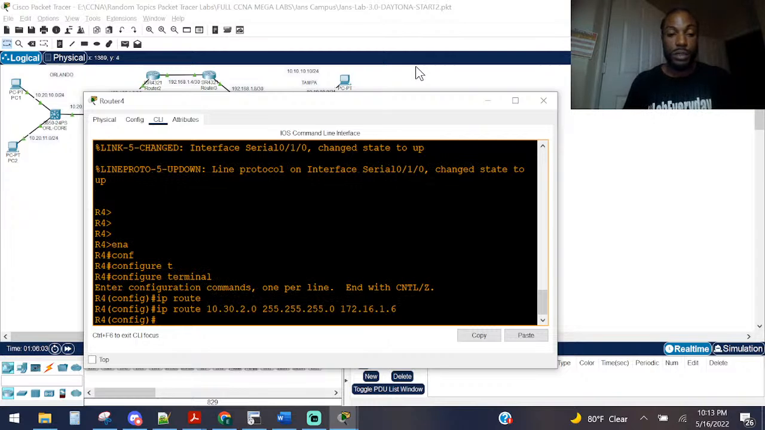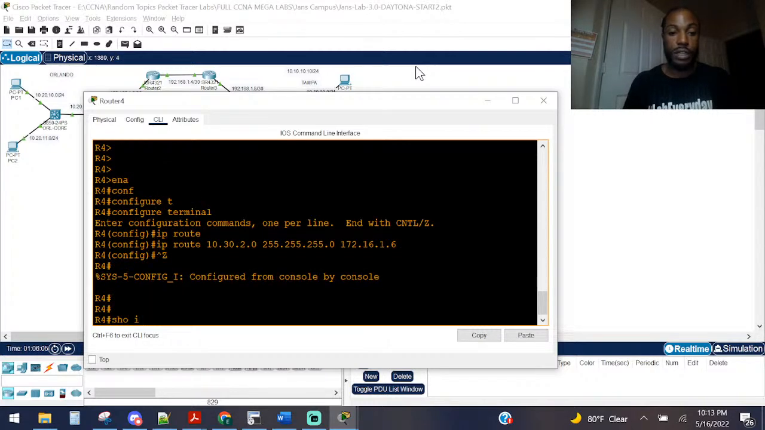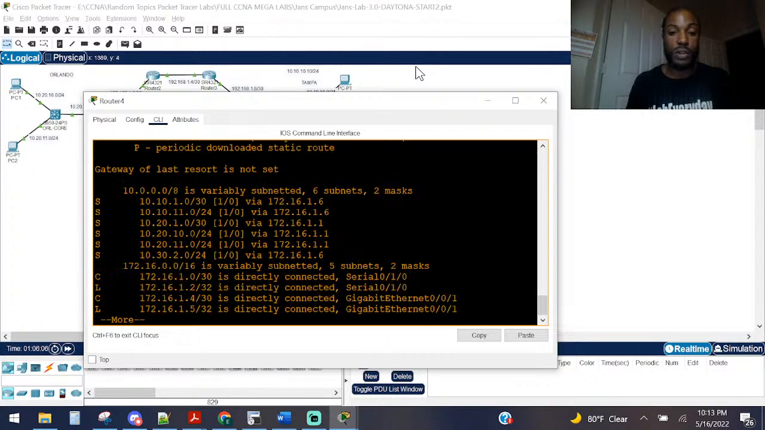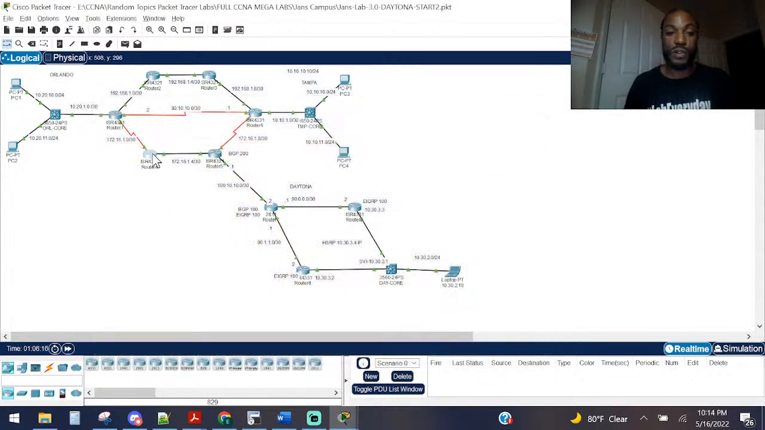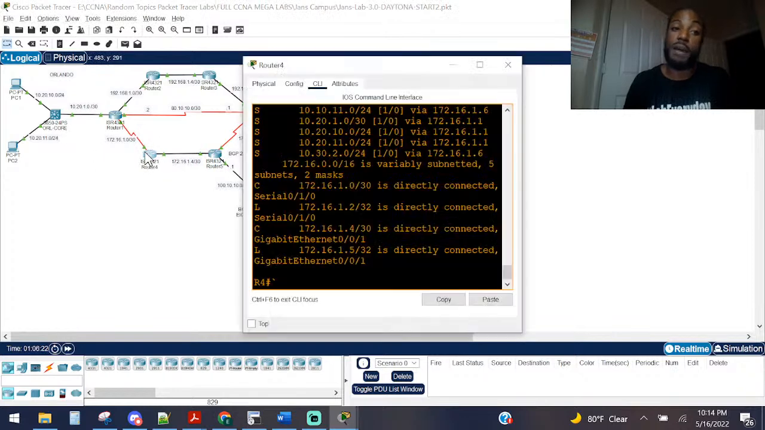Press enter. Let's look at the routing table all together and make sure that that is the common next hop. It is. And we see 10.32.0 is now in there, right? So he should be good to go. Router 4 now knows how to get there through router 5. So theoretically, router 4 should now be able to ping the laptop. And once router 4 can ping the laptop, everybody in Orlando should be able to ping the laptop.